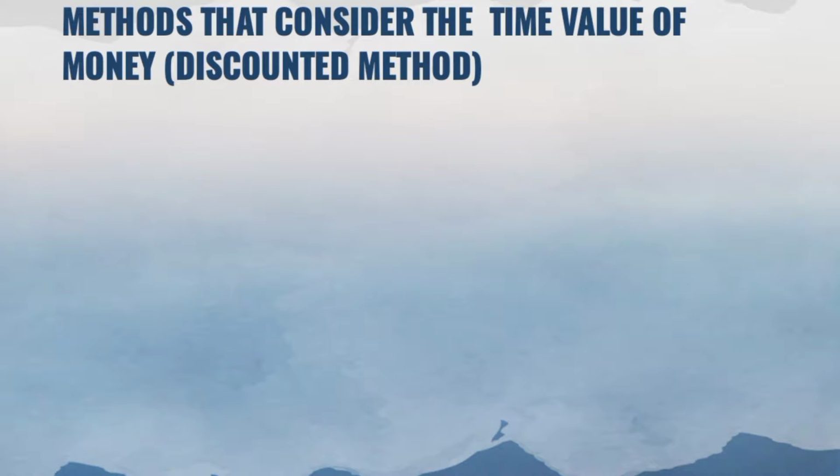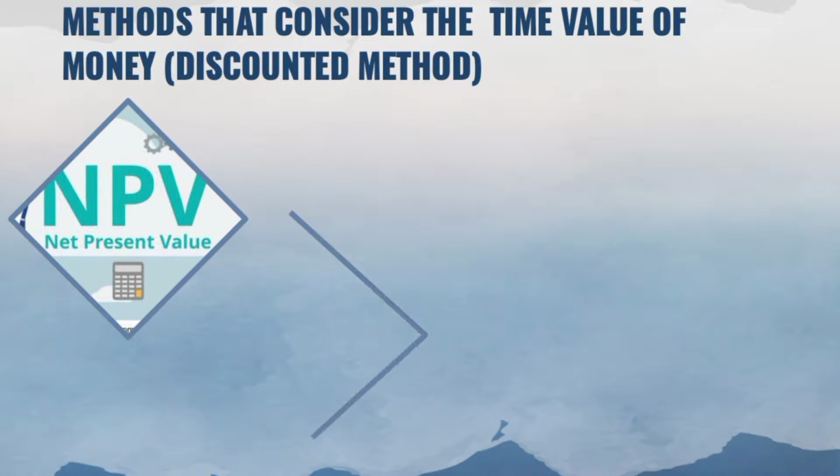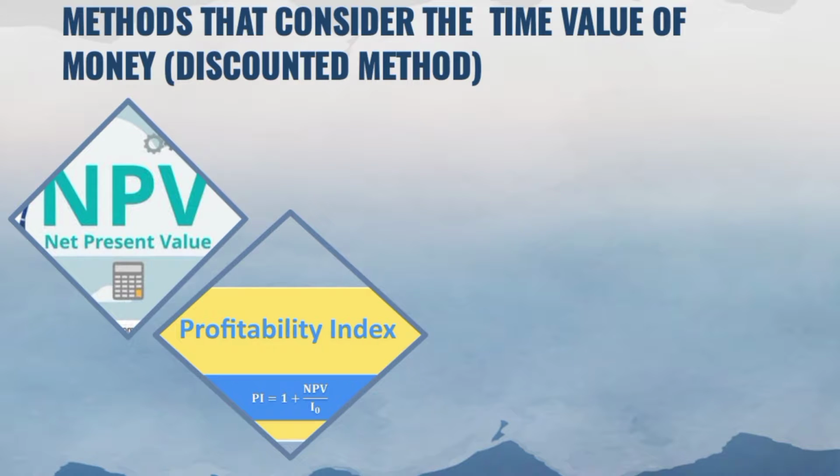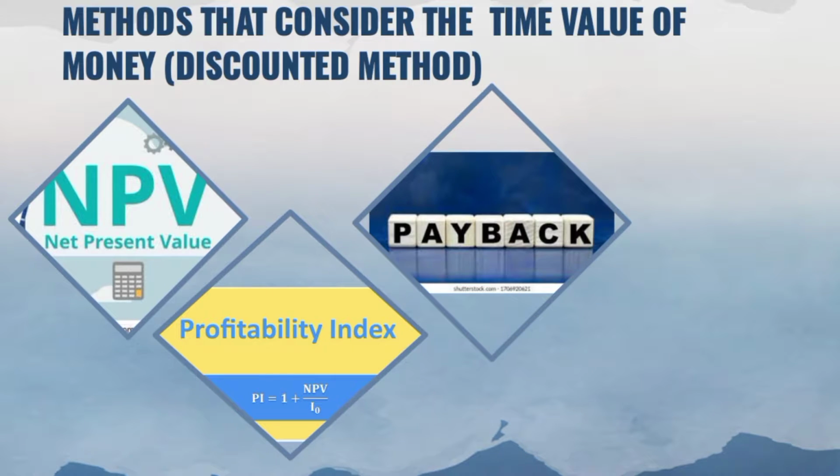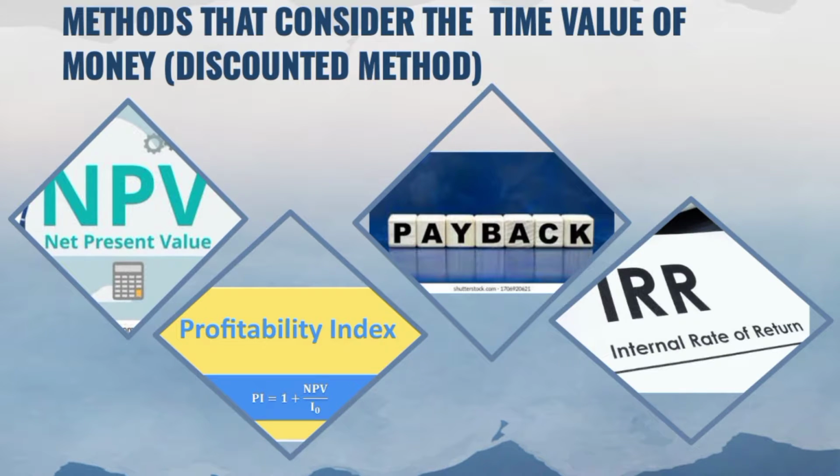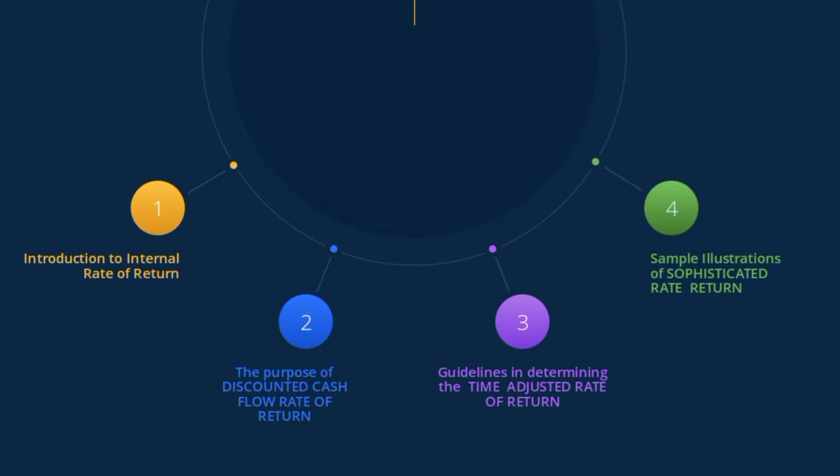Methods that consider the time value of money, or the discounted method. Actually, we're done with the first three methods such as net present value, profitability index or present value index, present value payback, and in this topic, we will talk about another technique of capital budgeting, that is internal rate of return. For the topic outline, number 1 is the introduction to internal rate of return. Second, the purpose of discounted cash flow rate of return. Third one, guidelines in determining the time-adjusted rate of return. And lastly, sample illustration of sophisticated rate of return.